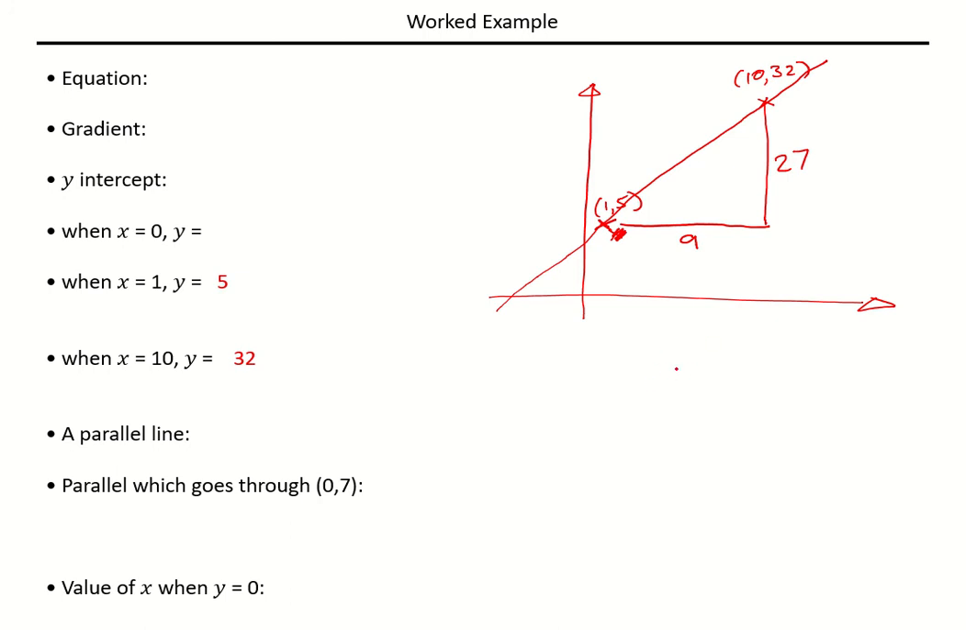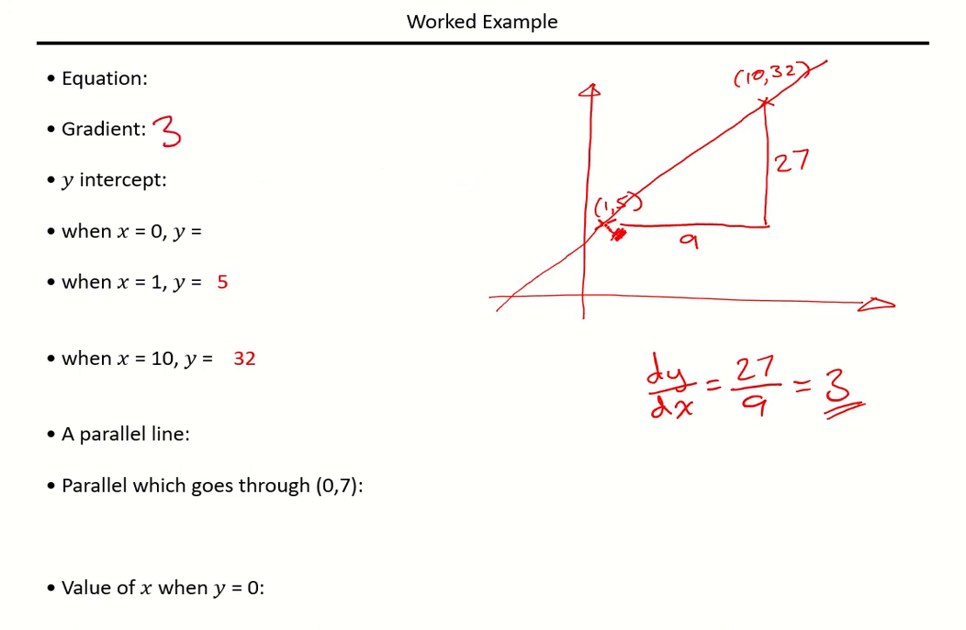A different way to calculate the gradient, a better way really to calculate the gradient, is to think the difference in y divided by the difference in x. That will give us exactly how far up it goes for every 1 if we divide that 27 by 9. 27 by 9 is 3. The gradient is 3. We're stuck in now.